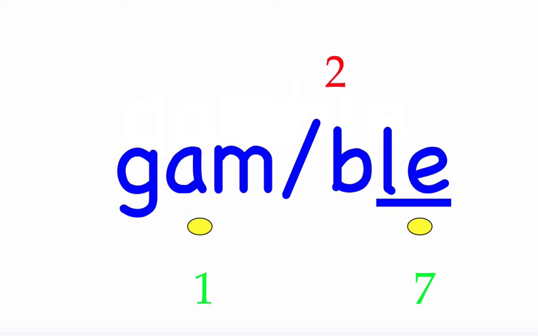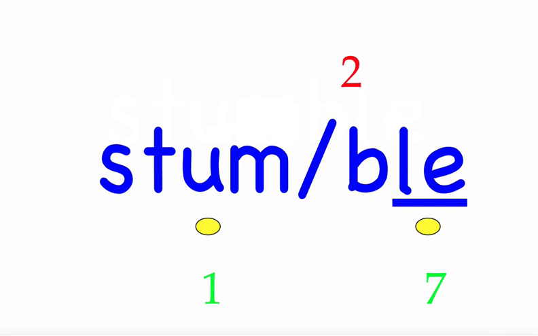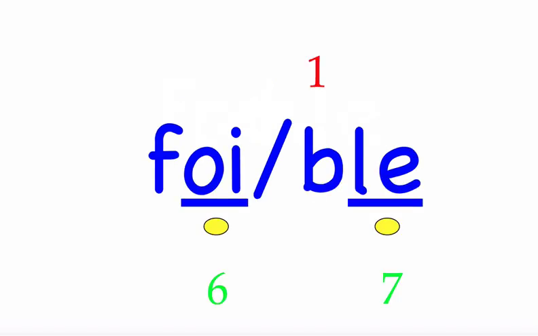Stumble. He did stumble in the night. Stumble. Stum, four sounds. S, t, u, m. Bull, two sounds. B, ul. Stumble. Row 11, foible. His foible is he stays up too late. Foible. Foy, two sounds. F, oi. Bull, two sounds. B, ul. Foible. Mark the word.